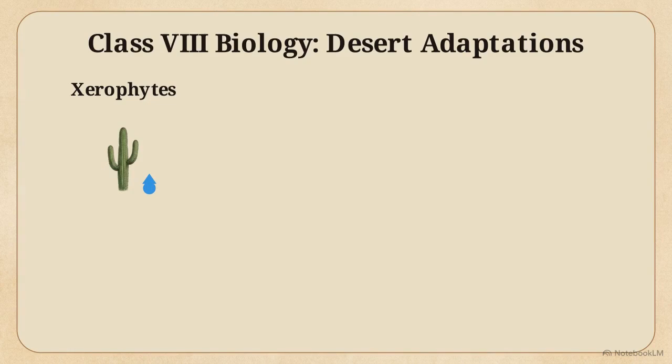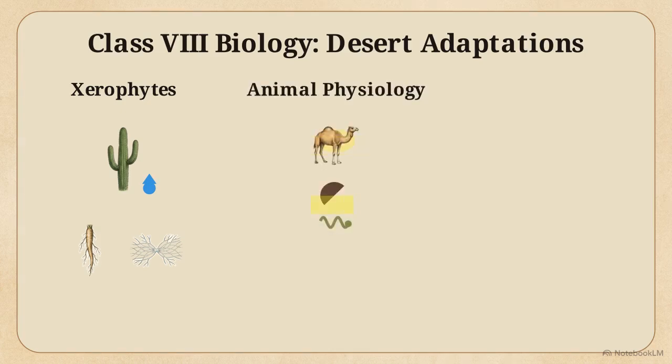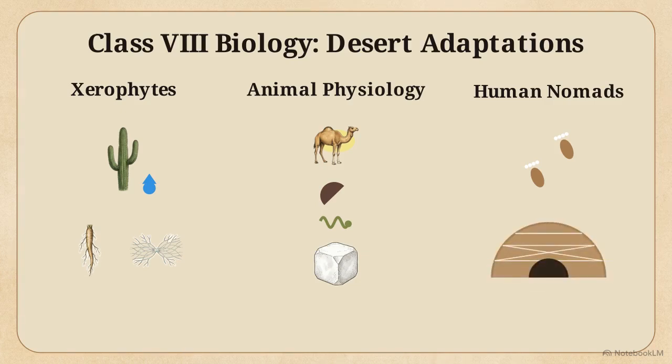Here is your complete Class 8 biology cheat sheet. For plants, remember the term xerophyte. They use spines instead of leaves, thick, waxy stems for storage, and either wide, shallow roots or deep tap roots to collect water. For animals, note the camel's fat-storing hump, the nocturnal habits of reptiles, and the solid uric acid excreted by birds. For humans, the key points are the nomadic Jajabor lifestyle and temporary shaded residences.